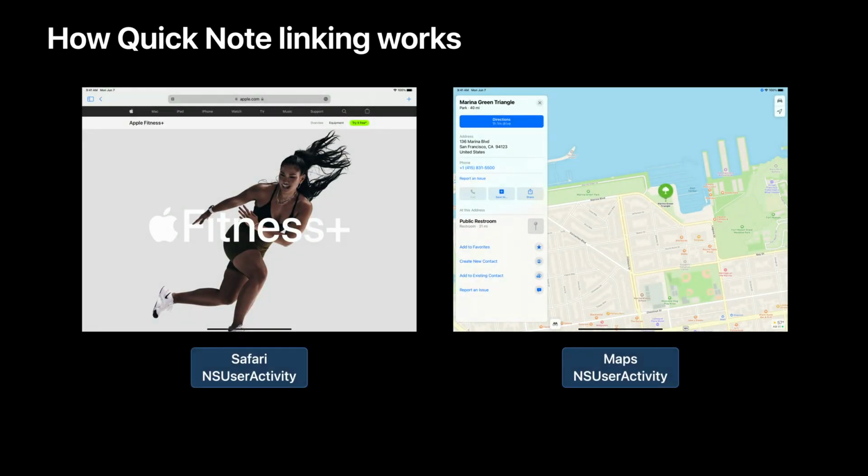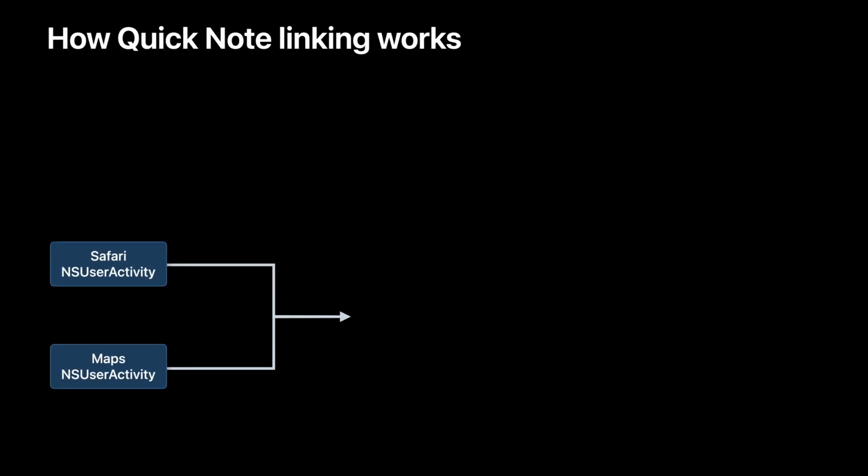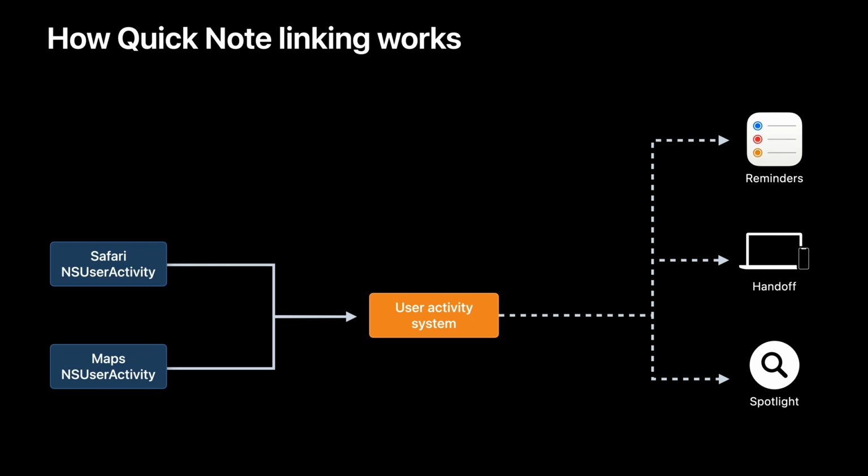Now that you've met QuickNote, let's talk about how it works. An NSUserActivity object provides a way to capture the state of an app and put it to use later. User activity objects are created about what is happening, such as viewing a web page or viewing app content, and each app will register its current activity with the system. The system then gets these activities and sends them out to features like handoff.